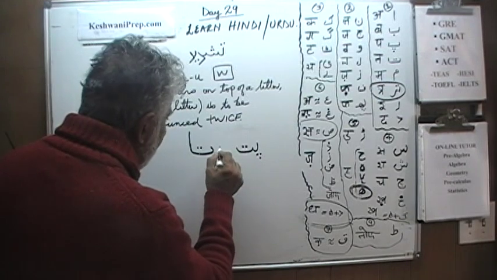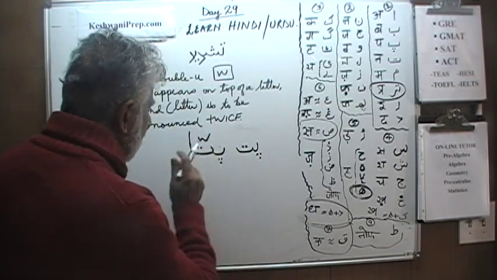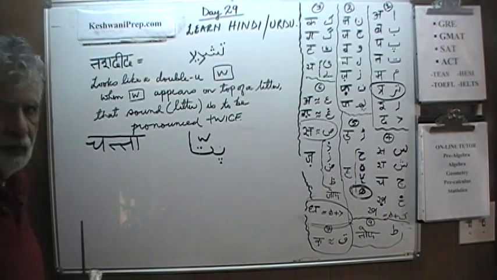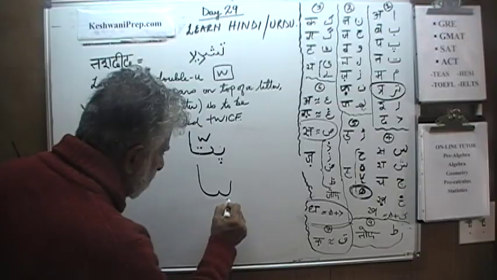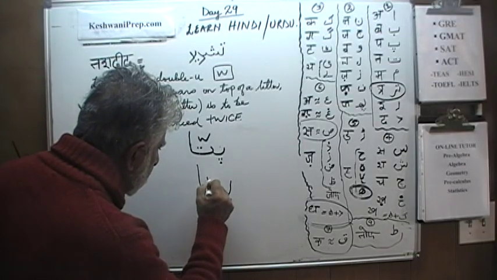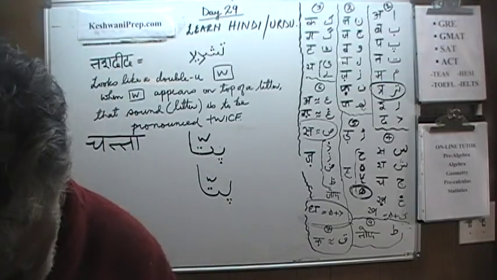So there's nothing to do actually. You just put a pa in front of it and put a Tashdeed on it. That's it, you're done. Like this. Voila, that's patta. That's how we write patta. That's how we write leaf. Patta.